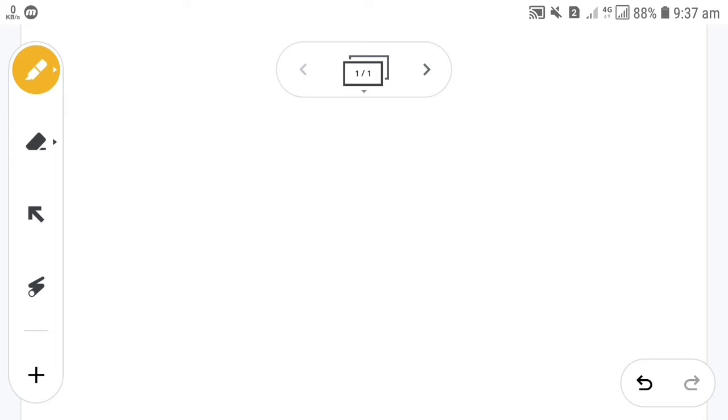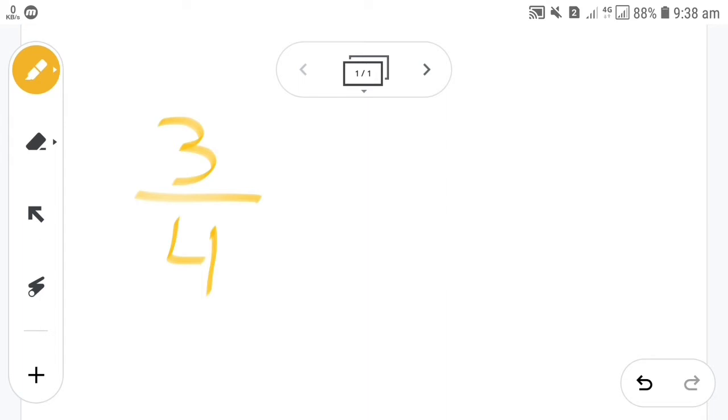So let's start. We take an example of fraction to understand it. This is 3 over 4. In this fraction, 3 is numerator and 4 is denominator. Again, 3 is numerator and 4 is denominator.